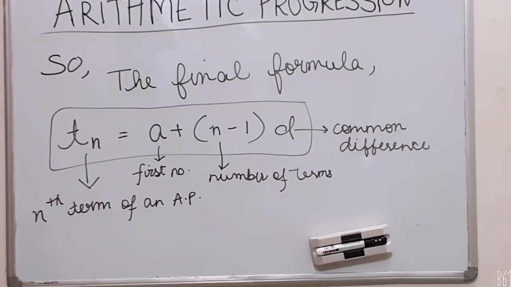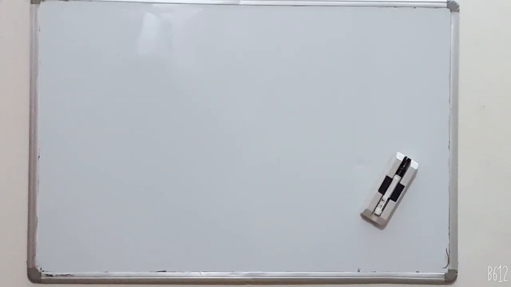So, the main formula for AP is this. Tn is equal to A plus (n minus 1)D, where Tn is the nth term of an AP, the term which we have to find. A is the first number of the series and n is the number of terms. D is the common difference, as I told you previously in this video. So let's understand AP with the help of a question.